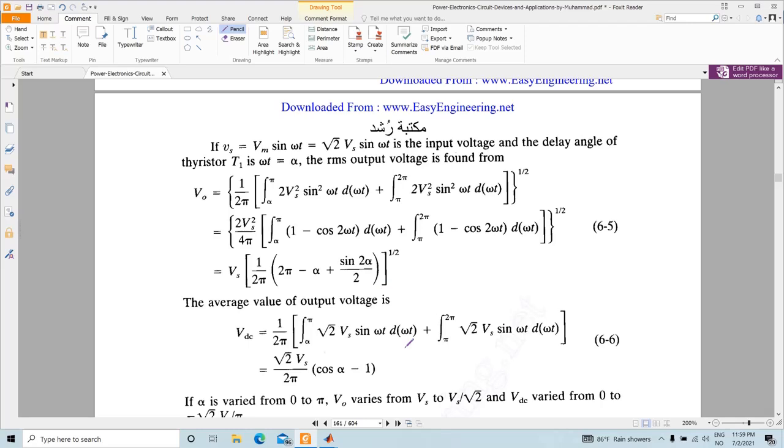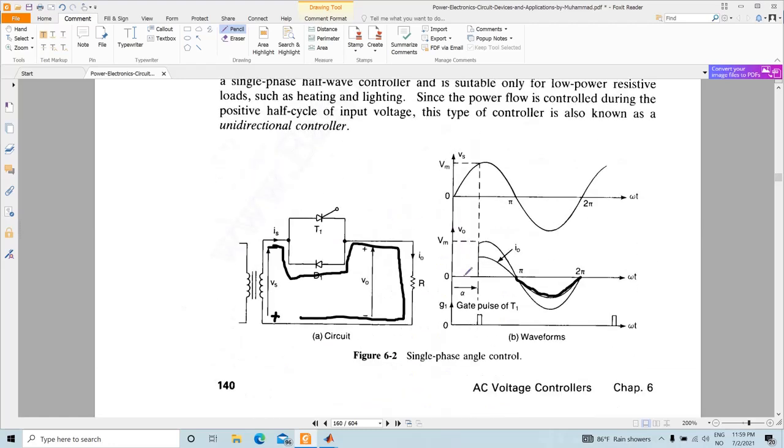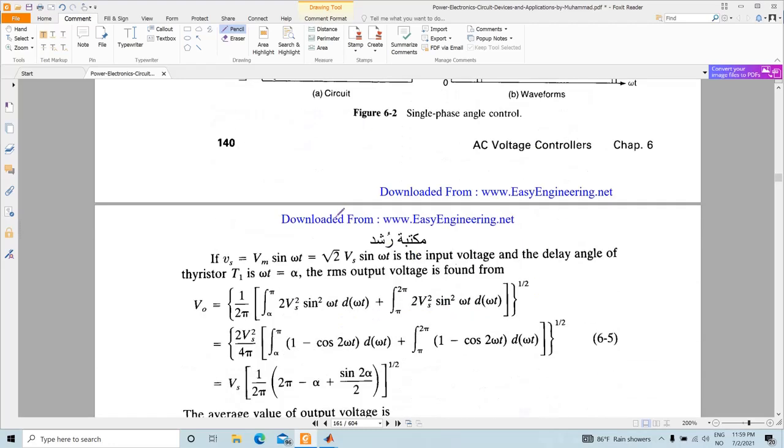For this arrangement, if you need to calculate the RMS output voltage, first comes the square root, and then for the whole cycle it is 1/2 pi times the integral from alpha to pi, because the current starts conducting from alpha, of (√2 Vs sine omega t) whole square, plus from pi to twice pi of (√2 Vs sine omega t) whole square.